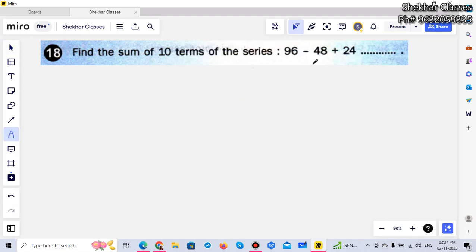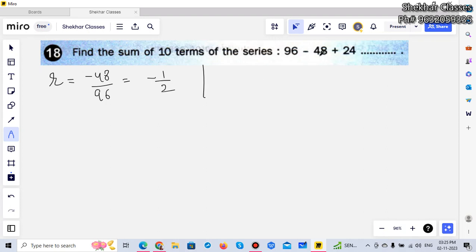To check the GP, this is the first term, this is the second term, this is the third term. So we have the formula to find the common ratio. R can be found by minus 48 upon 96, the second term upon the first term. So how much do we get? We get minus 1 upon 2.